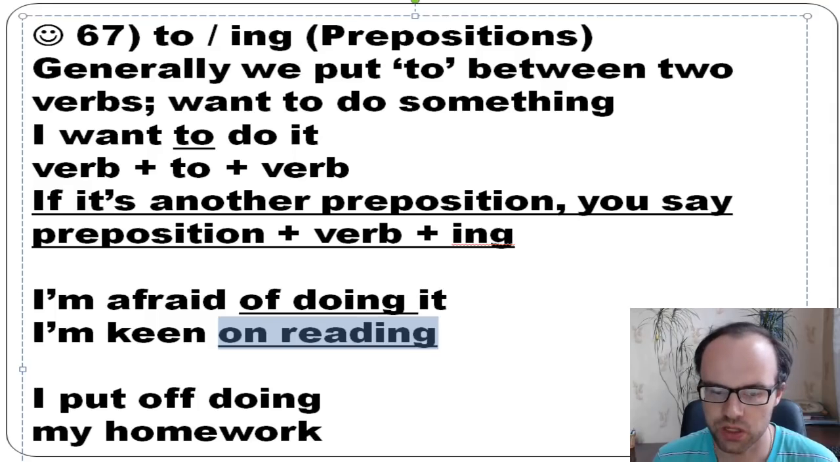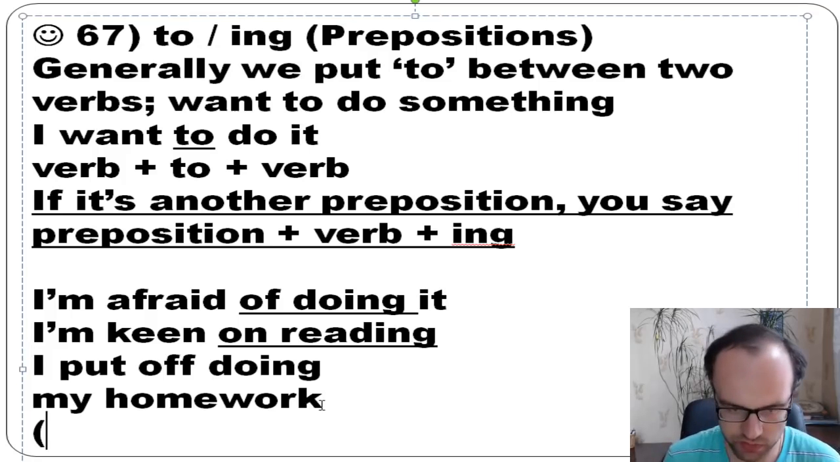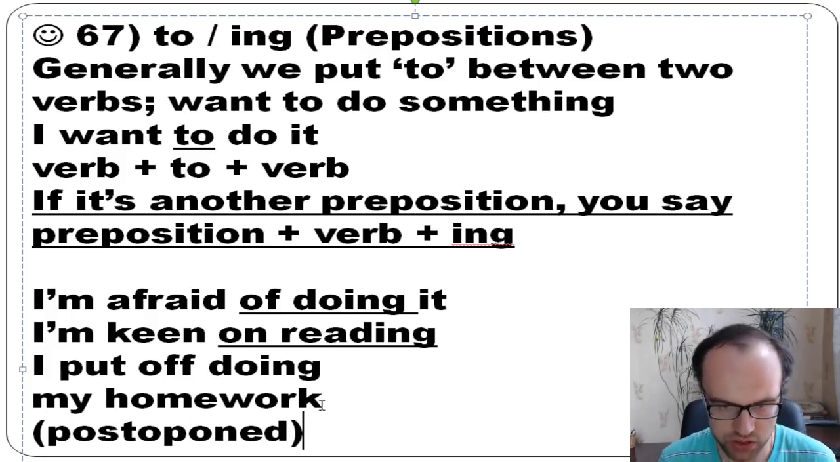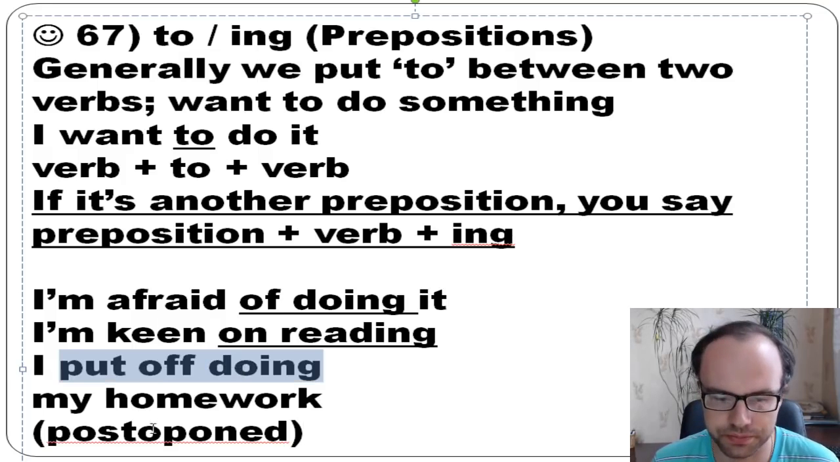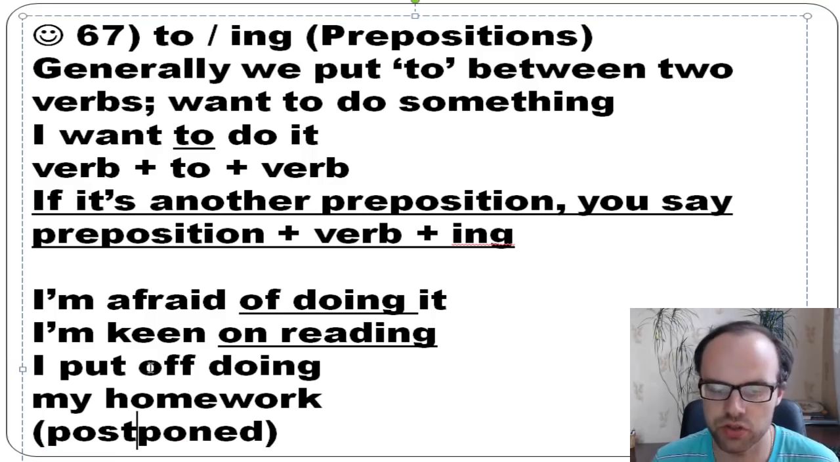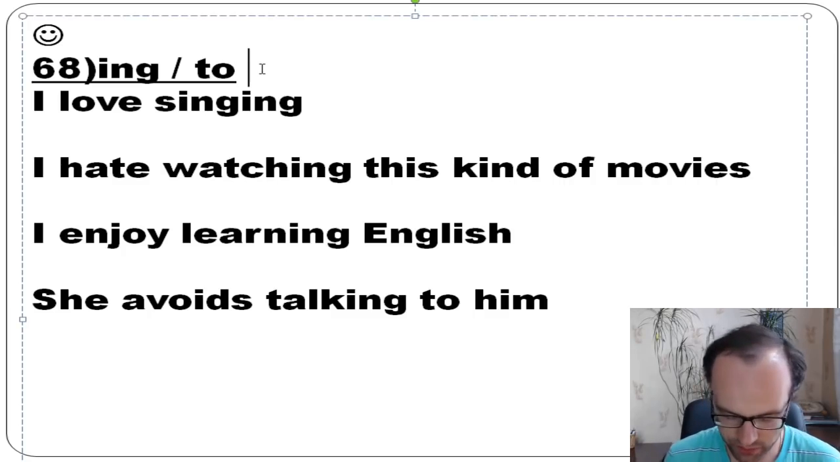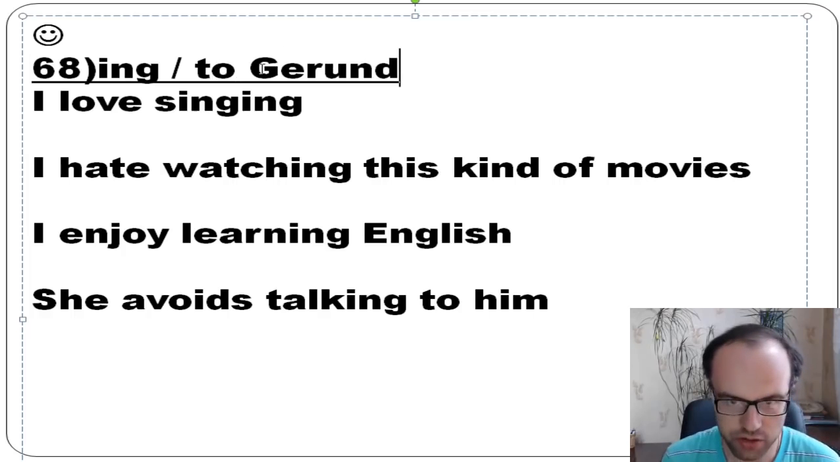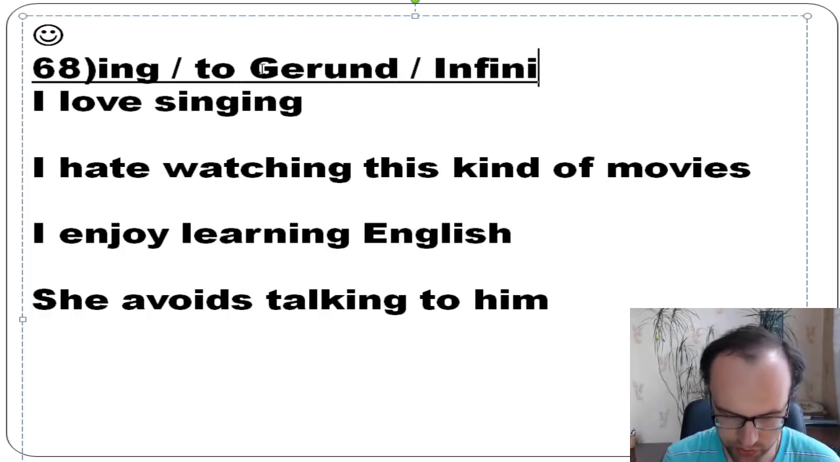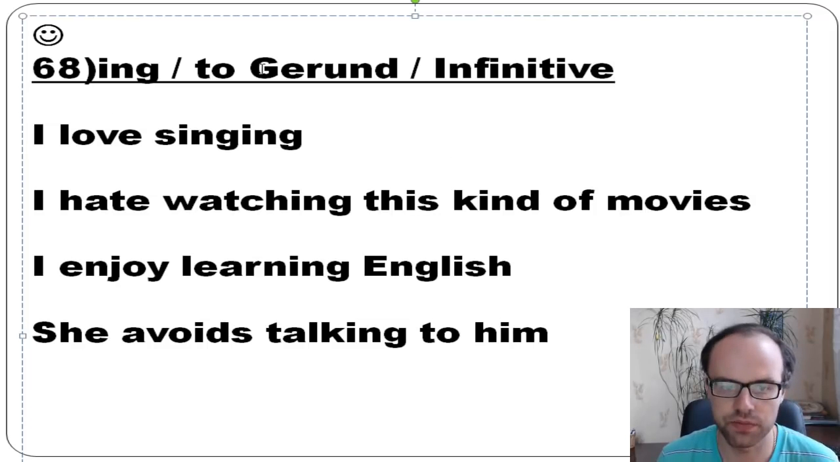So I put off doing my homework. It's a phrasal verb, so have a look at our playlist on phrasal verbs. It means postponed. I decided to do it later. So put off doing something. Well, the same situation. We use ing because we have another preposition, not to. Well, so what about ing and to? So infinitive, gerund and infinitive. We also call it gerund and infinitive.